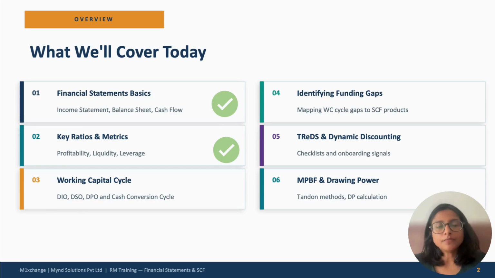In video 1, we covered the 3 financial statements, that is the income statement, the balance sheet, and the cash flow statement, right? Then we went into the different ratios, the metrics like the profitability, liquidity, and the leverage ratios. We covered what each statement tells, what kind of signals it gives for supply chain finance, and also how to measure the risk involved through the different key ratios. I had also covered a brief about the working capital cycle.